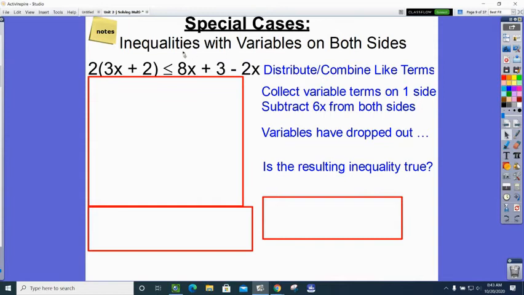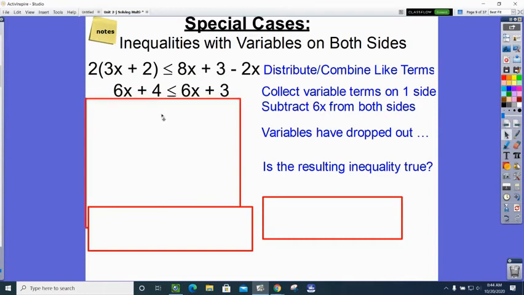Okay, so let's talk about our special cases. Everything's looking kind of complicated here. I'm seeing a distributive property on the left, and like terms on the right. So 2 times the 3x, and don't forget the 2 times the 2. On the other side, I'm going to combine the 8x and the negative 2x. They're on the same side, so we just bring them together. And right here, I notice that I have a variable on both sides.